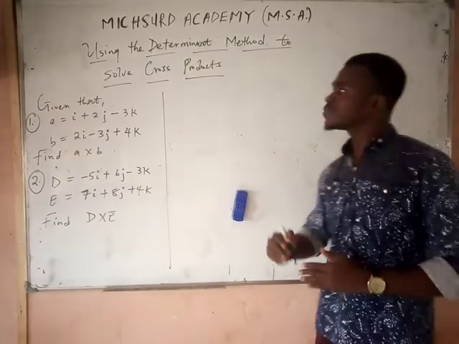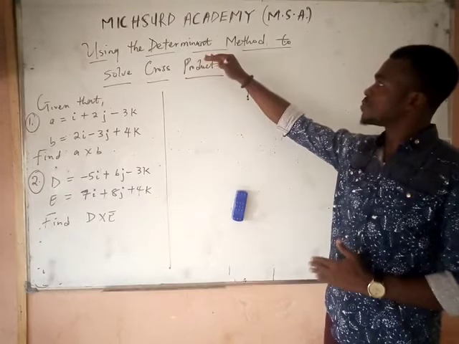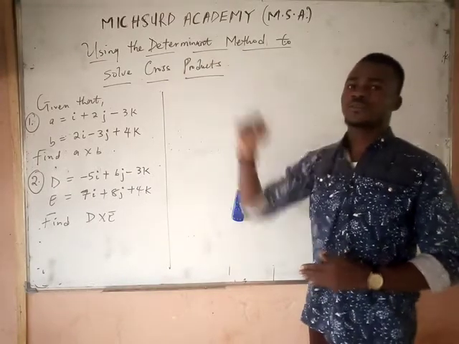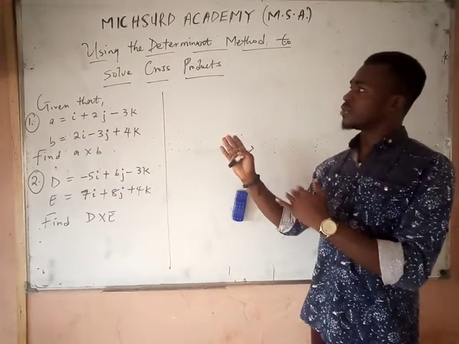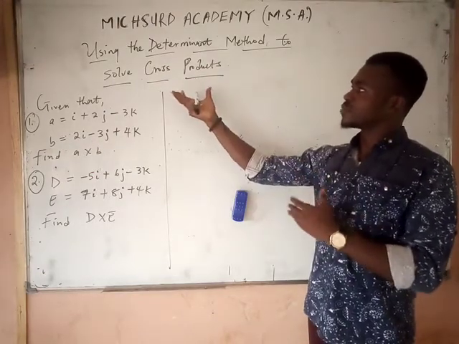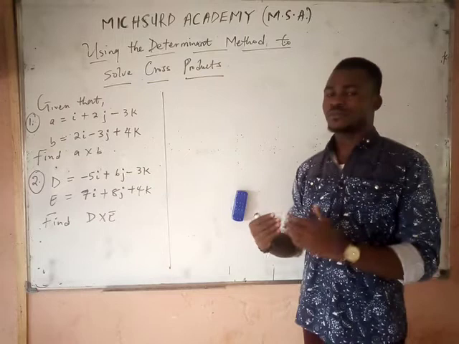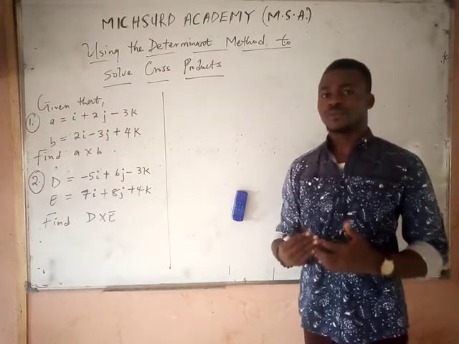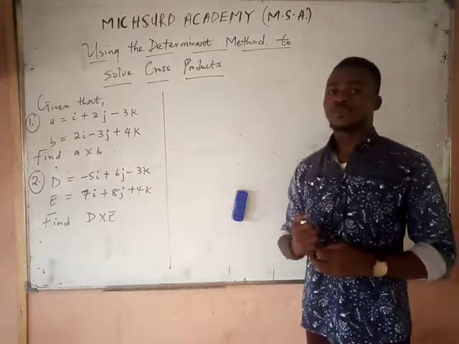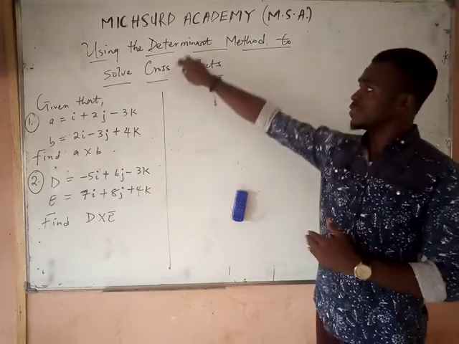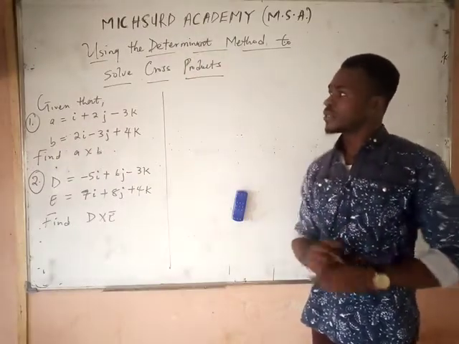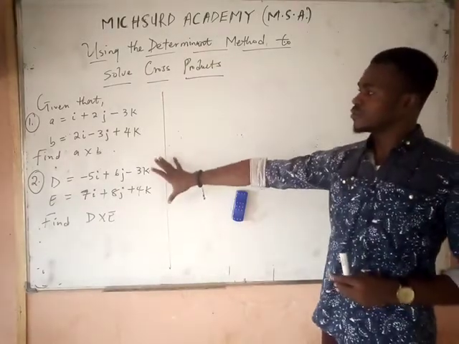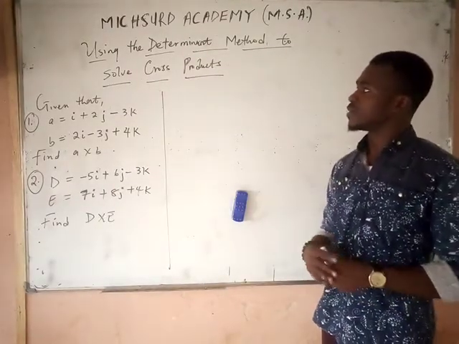So today we are going to be looking at how we can use the determinant method to solve the cross product. So in our previous class, under the cross product and dot product, we saw that for the dot product we have a particular method we use to solve the cross product. Okay, so we want to see another method using the determinant method to solve this cross product. Alright, so we have these questions that we are going to use to explain this determinant method.